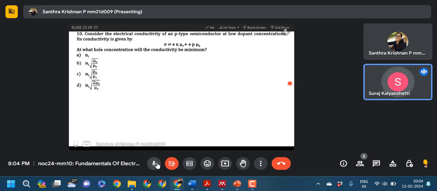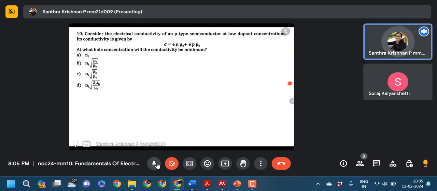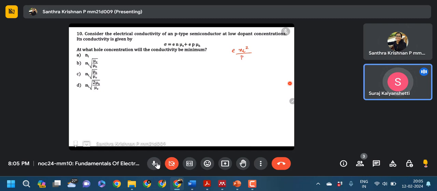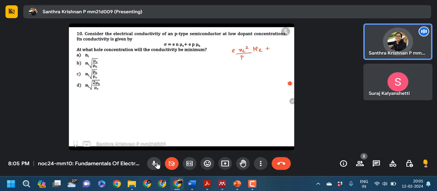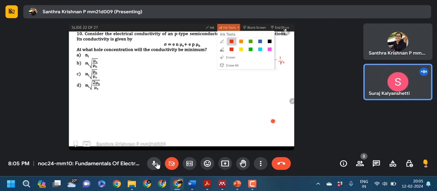So e raised to n i square, differentiation of this is n i square by p. Differentiation is... I don't know. Suppose you write e is n i square into n i square by p, mu e plus e into p mu h. So what you'll have to do is, rest all will be constants, right? 1 by p will become minus 1 by p square, right? Yeah, minus one by p square.